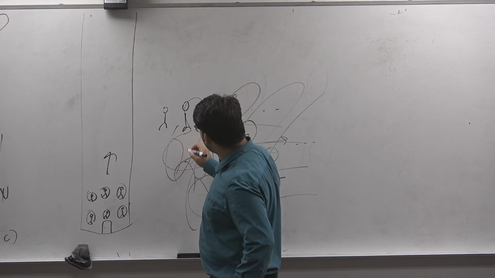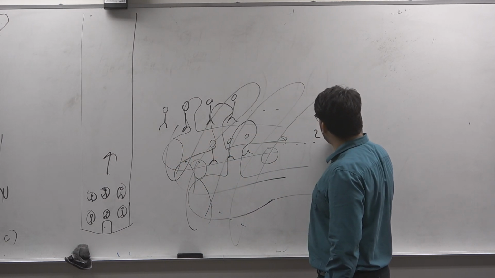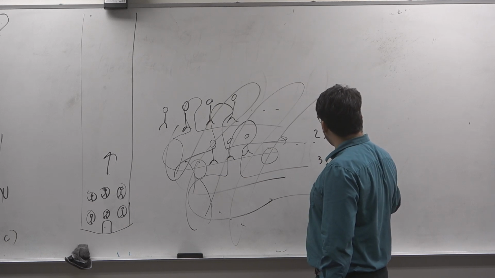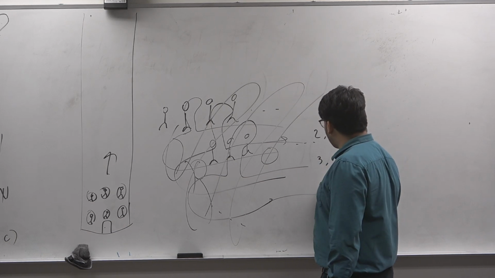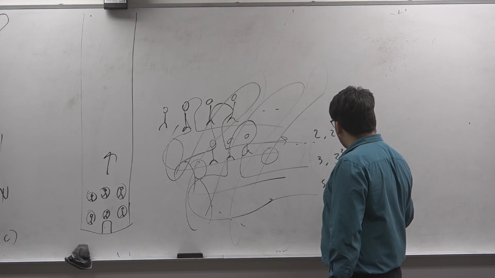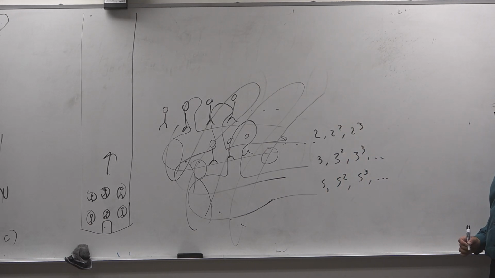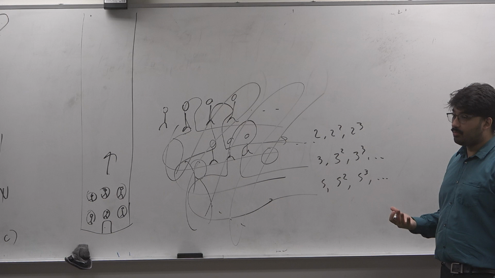So this would be, for example, 2 squared, 2 cubed. This would be 3 squared, 3 cubed. This would be 5 squared, 5 cubed. And by properties of prime numbers, no two people would be assigned to the same room. Everyone definitely gets their own room. Now there are many empty rooms. I don't know if that's good or bad, but yeah.